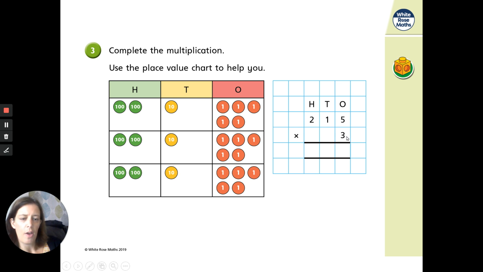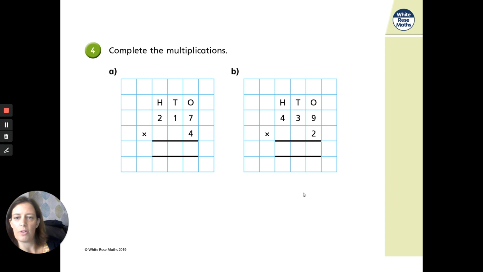Okay, so let's start off. 5 times 3 is 15. So I put my 5 here and with my 1 exchange 10. And then I've now got 4 10s. 3 times 1 is 3. With that 10 there, 4 10s. And 600s. 215 multiplied by 3 is 645.